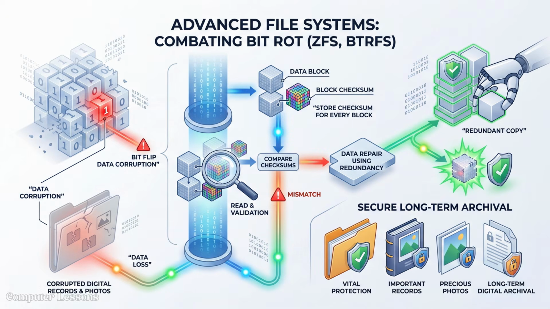Advanced file systems like ZFS and BTRFS include built-in error correction to combat a phenomenon known as bit rot. They store checksums for every block and can repair corrupted data using redundant copies on the drive. This level of protection is vital for long-term archival of important digital records and photos.